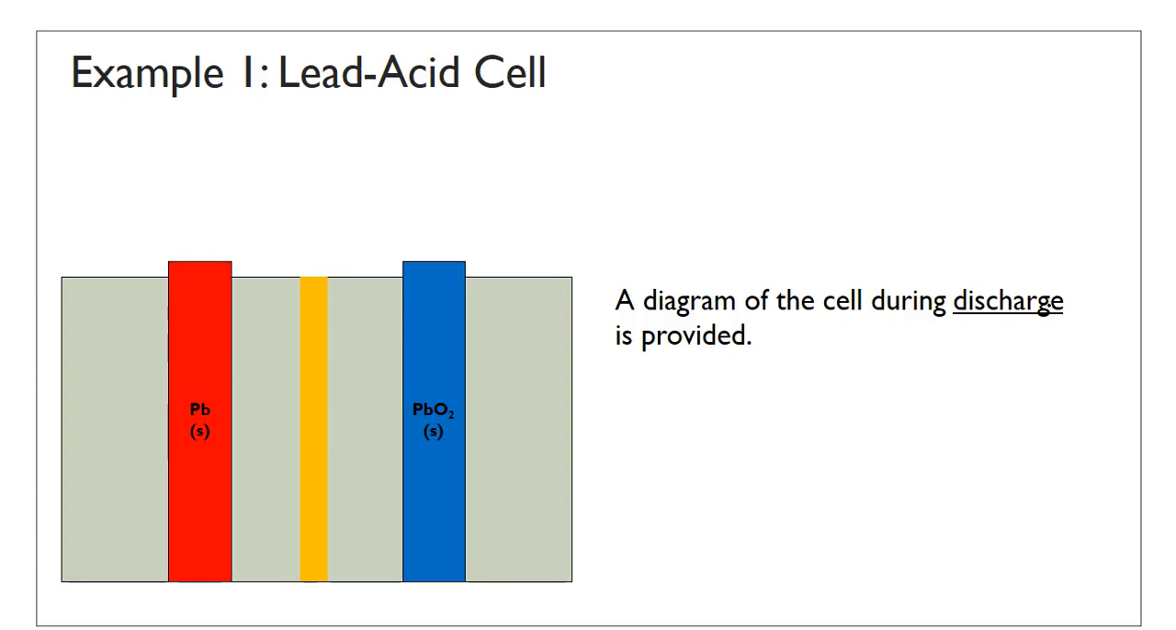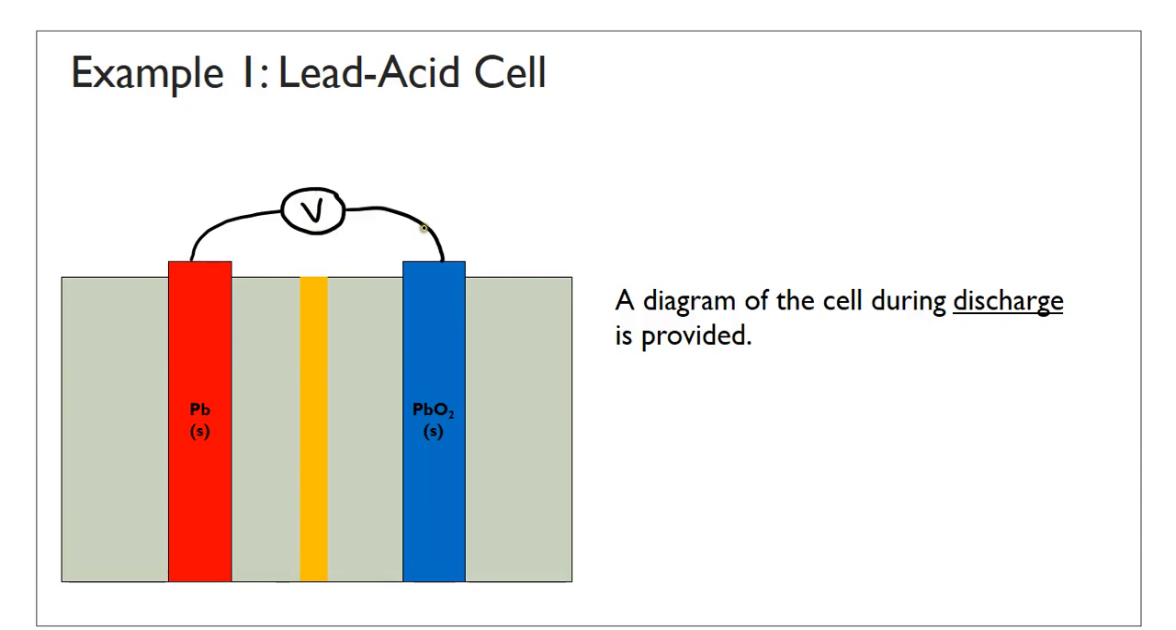So when you look at the diagram, how do you know whether the cell is undergoing discharge or recharge? The answer is you look at whether the electrodes are being connected to a power supply or not. If they are connected to a power supply, obviously it is recharge. This is not a power supply. This is just a voltmeter, so it's just a way to measure the voltage. I can put 2.1 volt here as well.